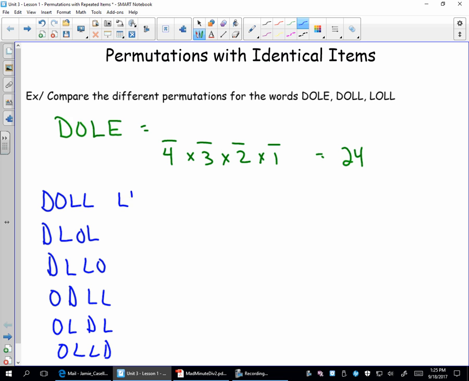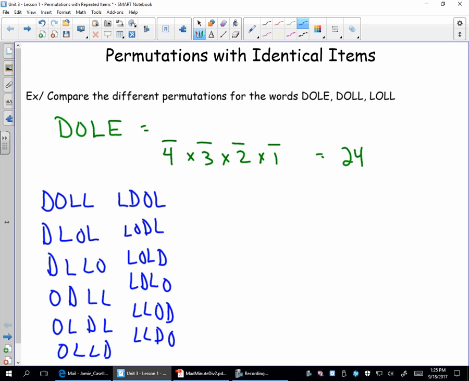But there's some more I can do. Hopefully I don't repeat any here. I don't think I will. O, L, D, L, D, L, O, L, L, O, D, and L, L, D, O. I think those should all be different. All the ones that are D, and then O, then L. So it turns out that I don't have as many anymore. I've got 1, 2, 3, 4, 5, 6, 12. I've got 12. Which seems like, hey, I got half of that, right? It's just divided by 2.